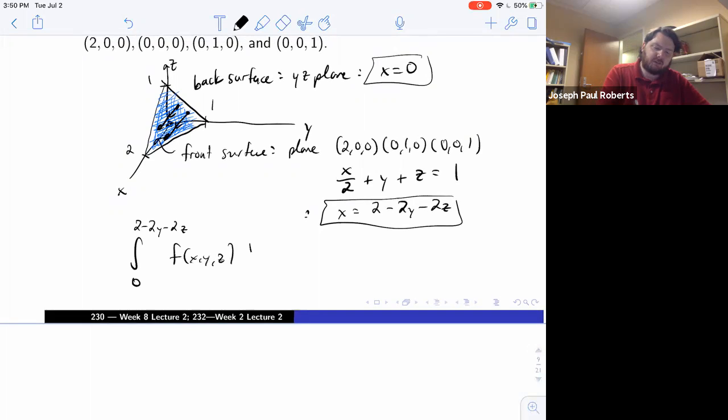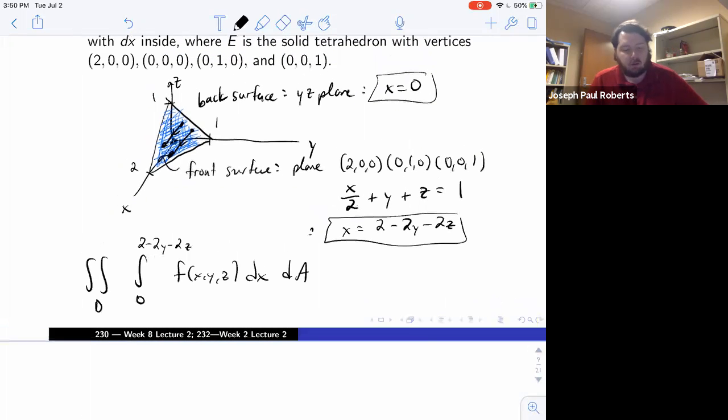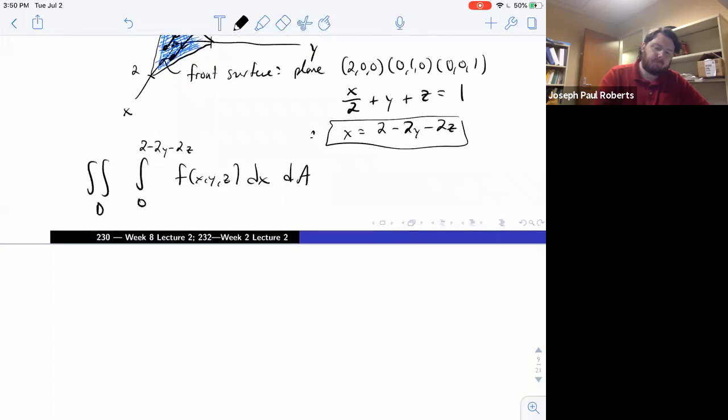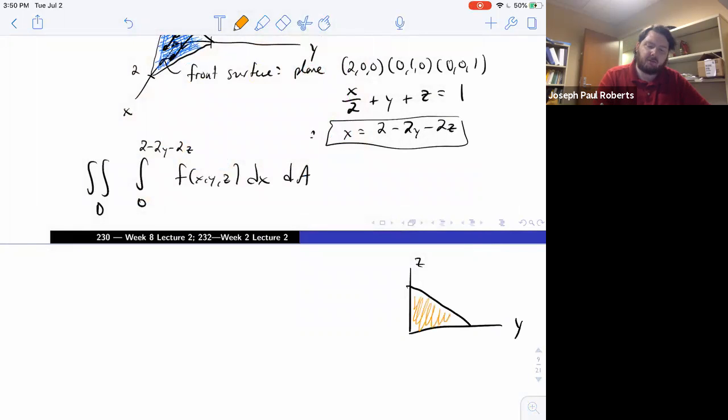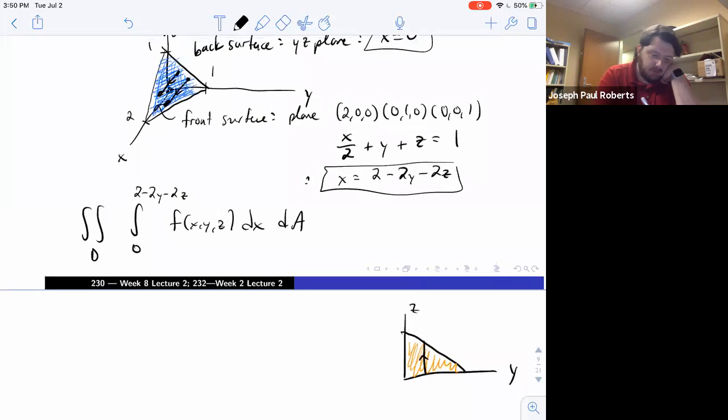And therefore, our innermost x bounds are 0 to 2 minus 2y minus 2z. And then our y and z bounds are just going to be the shadow in the yz plane, which, be careful, is not a rectangle, it's a triangle. It's going to be a little bit hard to draw, but of course, the shadow here is that triangle in the yz plane.